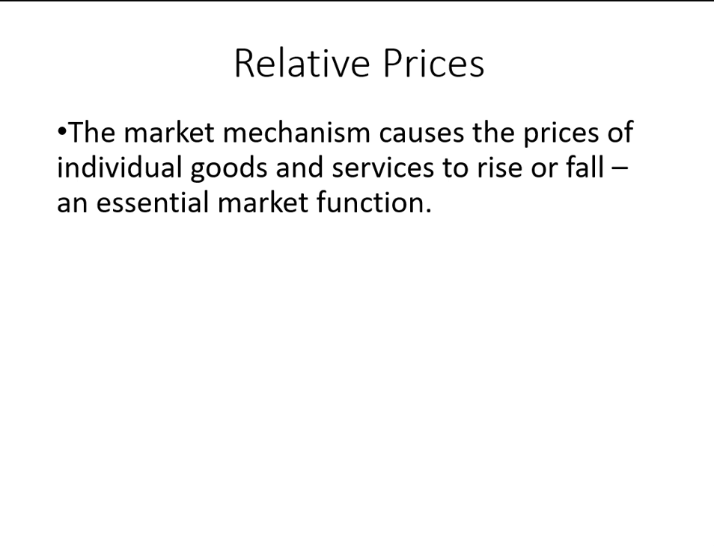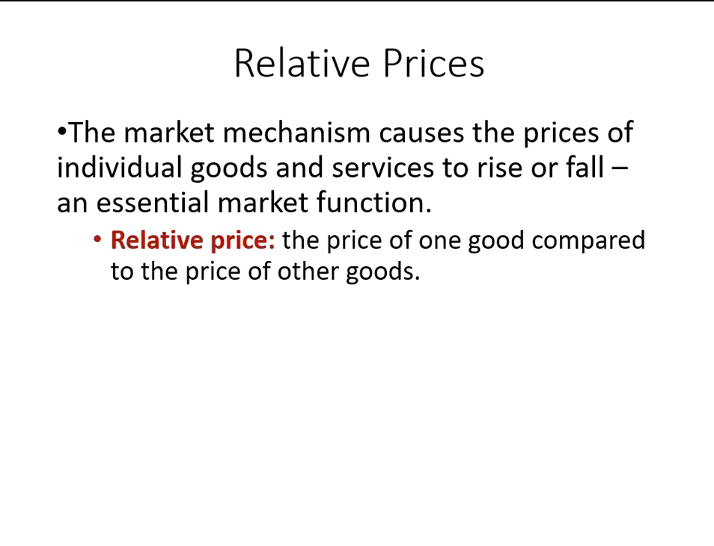You need to understand the difference between relative price and average price. The market mechanism causes the prices of individual goods and services to rise or fall, which is an essential market function. We discussed supply and demand in chapter 3. If we have more supply and less demand, the price goes down. If we have more demand and less supply, the price goes up. This kind of up and down change is pretty normal, and we call it relative price change.